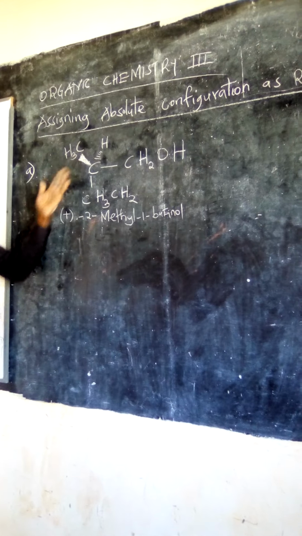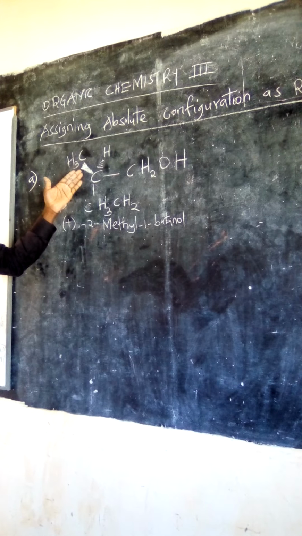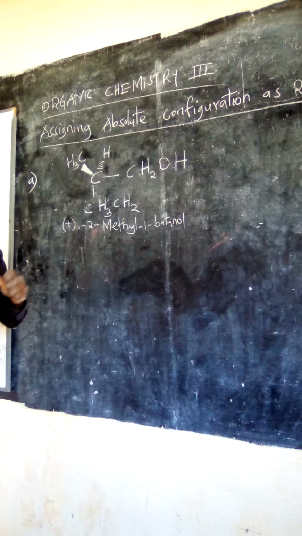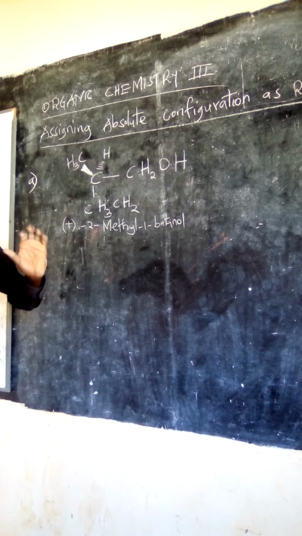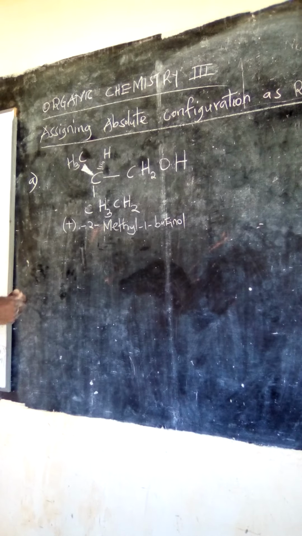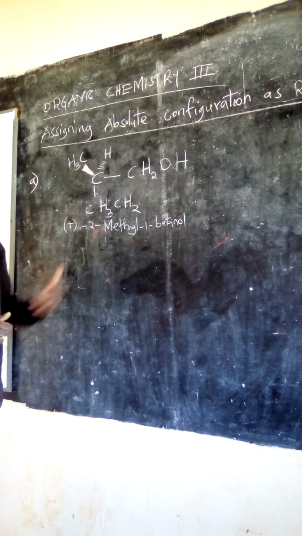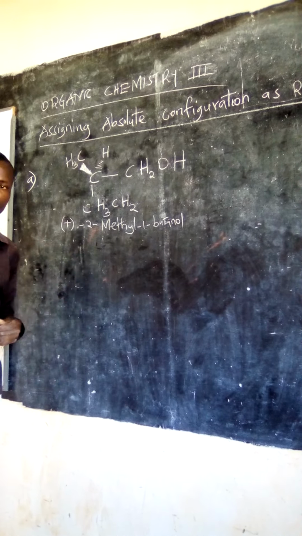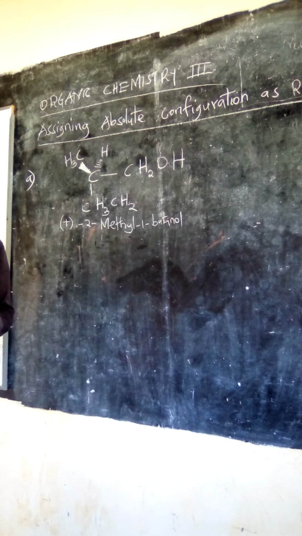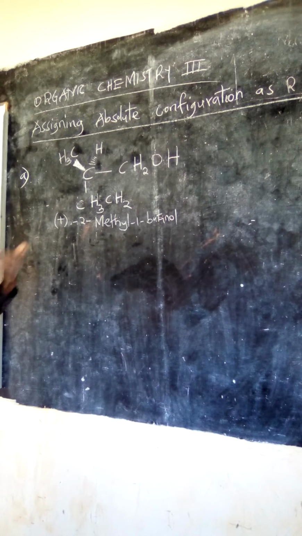Then I'm also having a wedge. Remember, a wedge is there, that is H3C. A wedge just shows that the atom that is attached to it is being viewed towards you, towards the viewer. Now, for us to assign absolute configuration, whether it is S or R, there are 2 steps that I will guide you through.